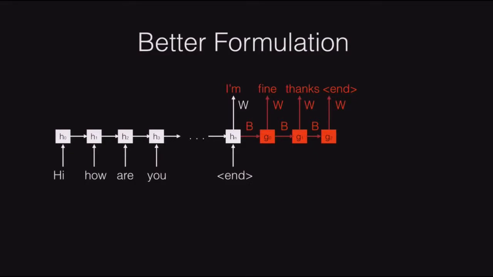Let's say the token is "and," and then you're going to predict the first token, which is "am," and then you predict the second token "fine," and then you predict the third token "thanks," and then you keep going on until you predict the word "and," and then you stop.